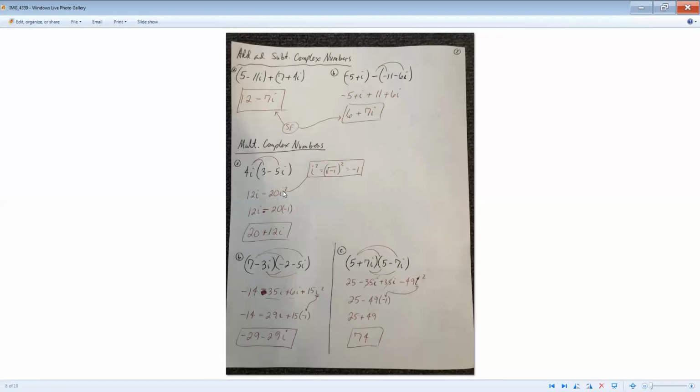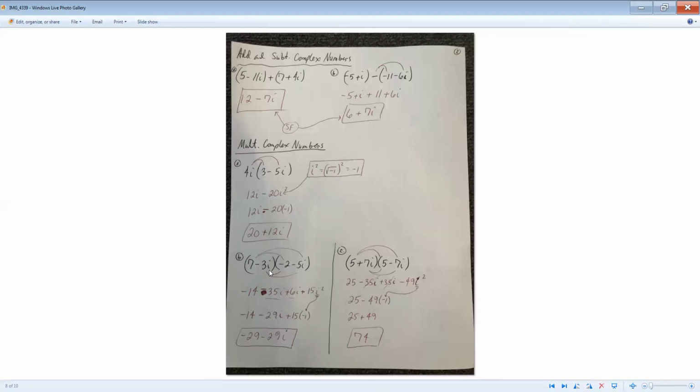i squared can never be left in your answer as its most simplified form, because i squared, when you reduce it, will give you -1. So whenever you have i squared, that's going to be -1. So here, that's -20 times -1, which is a +20. That ends up being your real part. So make sure you put the real part first, imaginary part second.